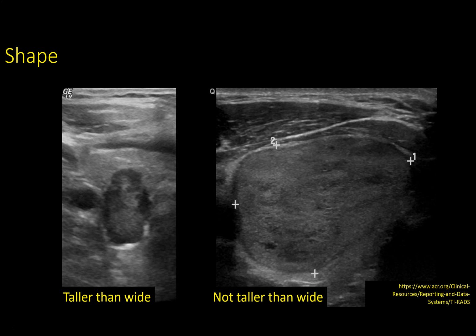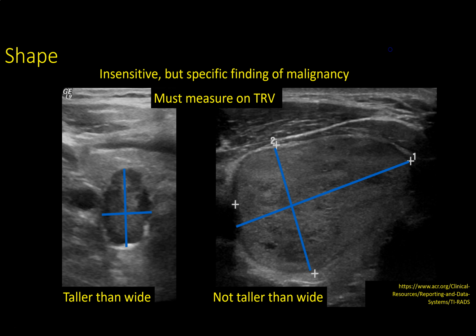Notes on characterizing the shape include it must be in the transverse plane. You should measure the longest dimension first, then measure the longest perpendicular dimension. If the dimension that is going in the direction of the ultrasound beam is longer, then consider it taller than wide. Taller than wide is very insensitive, but a very highly specific indicator of malignancy. It indicates the nodule is growing against the grain, so to speak.